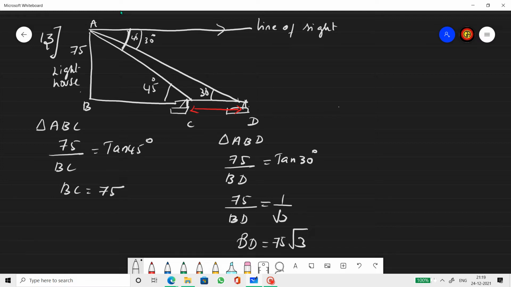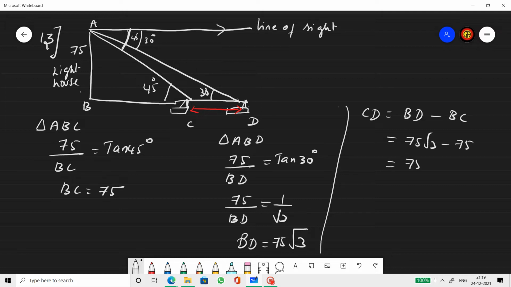So BD we found, BC we found. So CD is BD minus BC. So that means 75 root 3 minus 75. So that is 75 times root 3 minus 1. So put the units in the end.